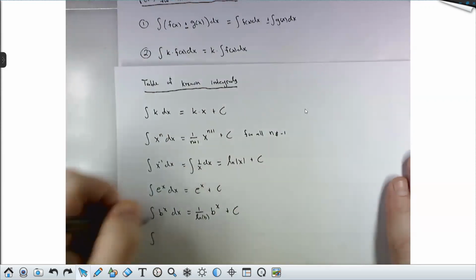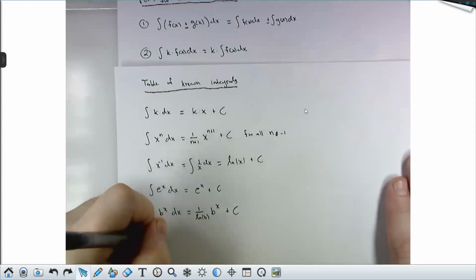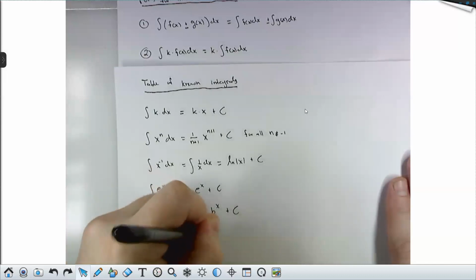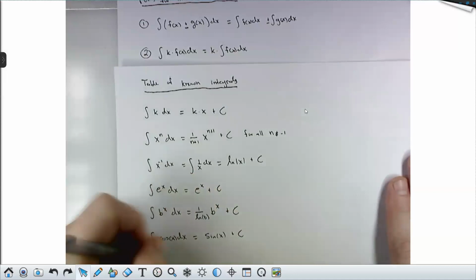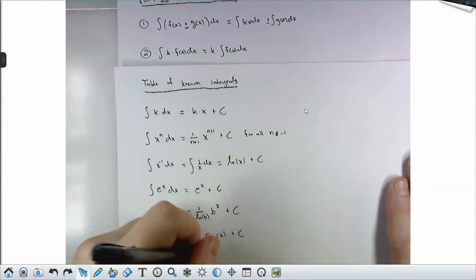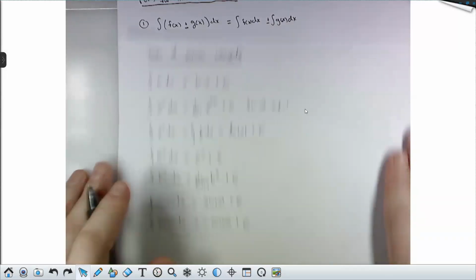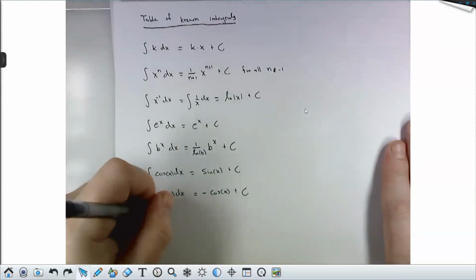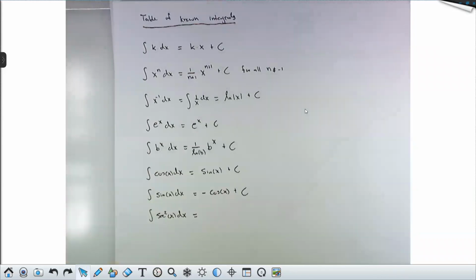Trig stuff. Every derivative we know is just read backwards as an antiderivative. So the integral of cos x dx would be sine of x plus a constant. The integral of sine x dx is negative cos x plus a constant. Integral of secant squared x dx, whose derivative is secant squared?